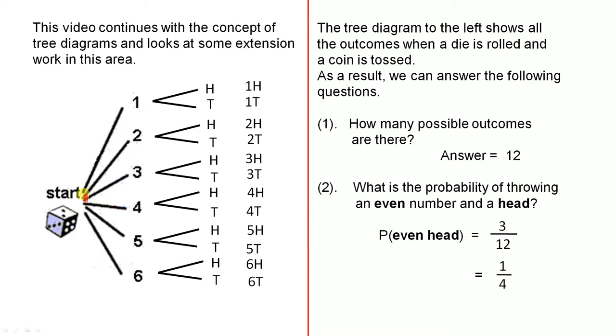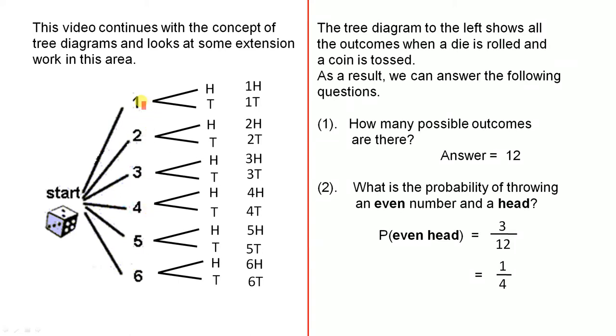What we've got here is a die, and what we're going to do is toss a die and then toss one coin, and see all the possible combinations. So the tree diagram to the left shows all the outcomes when a die is rolled and a coin is tossed. When you roll the die, you have 6 different outcomes from 1 to 6.